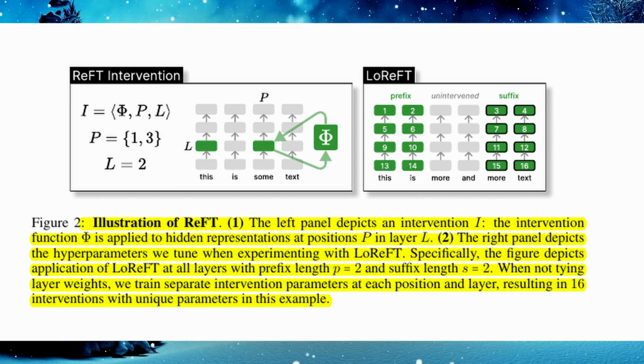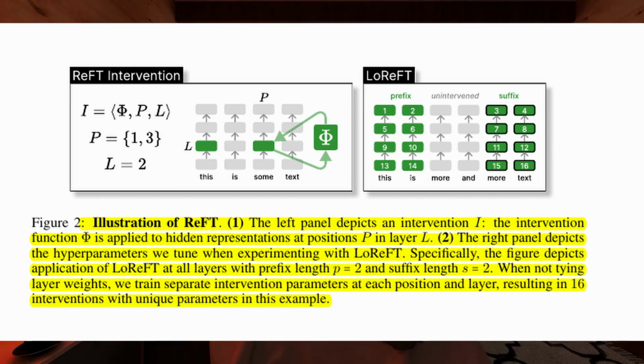LoReFT, a powerful instance of the ReFT family. Low-rank linear subspace ReFT, LoReFT, is a specific and highly efficient implementation of the ReFT framework. It draws inspiration from the distributed alignment search (DAS) method used in interpretability research to identify linear representations of concepts. LoReFT learns interventions that operate within the linear subspace spanned by a low-rank projection matrix. This allows for targeted and efficient modification of representations, leading to significant performance improvements with minimal parameter overhead.